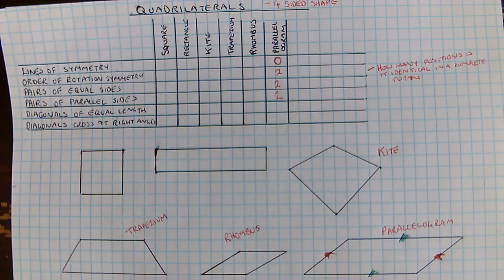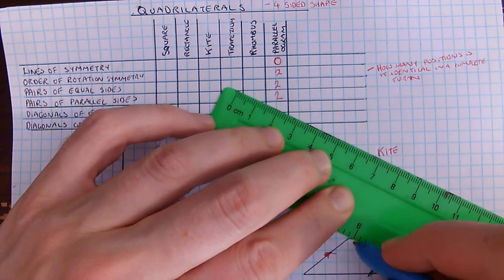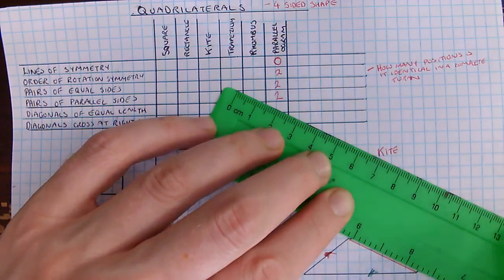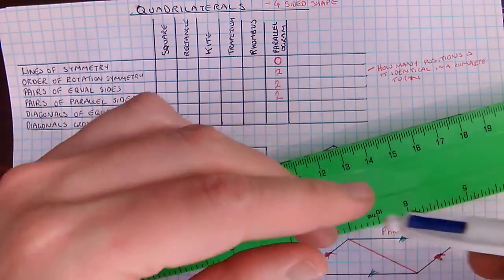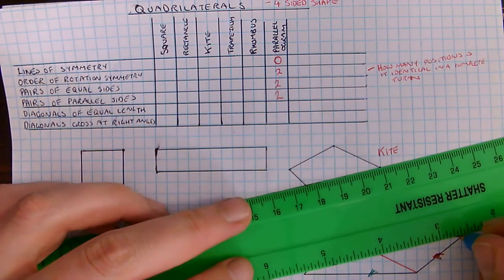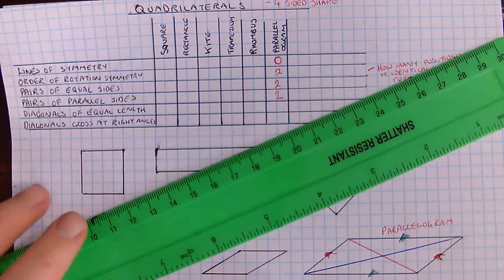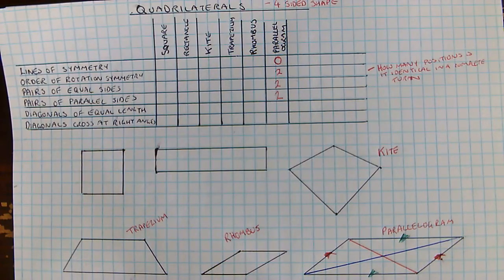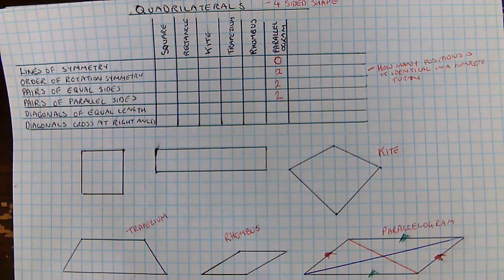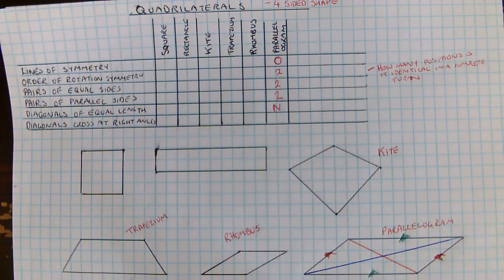The next part asks me whether or not I've got diagonals of equal length. So I'm going to draw in now the diagonals. Here, the diagonal goes from corner to corner. So there's my red diagonal, and I'm going to do also a blue diagonal here. Are those lines of equal length? It should be pretty clear to us that the blue line is a lot longer than the red line, so the diagonals are not of equal length. I'm going to put an N there to say no, they're not equal length.